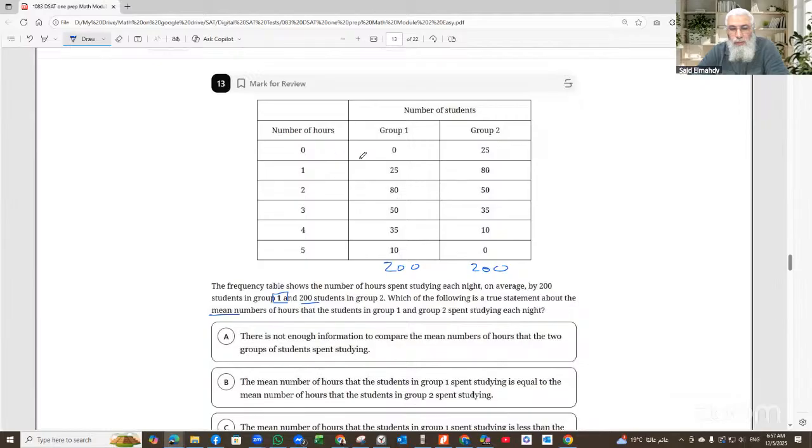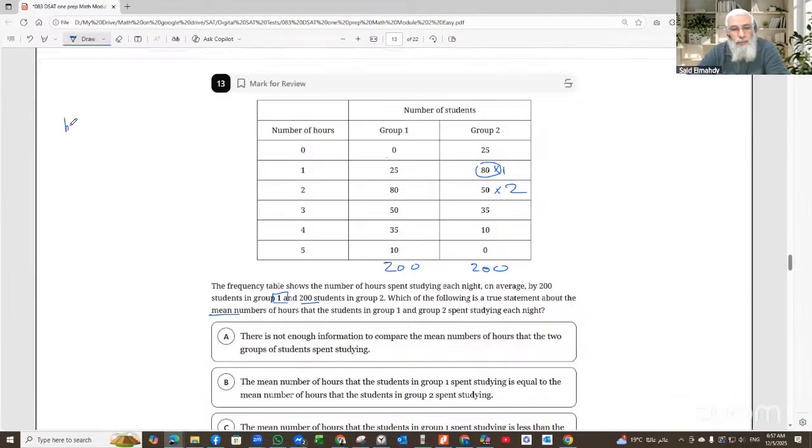Let's see, this is number of hours 0, number of students 0, 1 hour 25. This 1 hour is 80. So 80 multiplied by 1 hour, 50 multiplied by 2 hours. This is 80. This is 50. How to find the mean now?